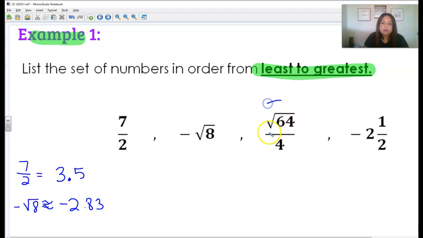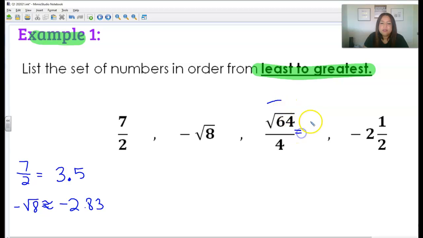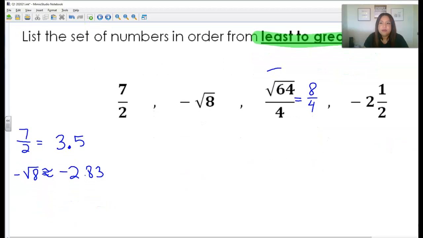Now this one, let's be careful because I want to make sure that I type this into my calculator correctly. In my calculator, I'm going to type in the square root of 64 first, enter. I get exactly an 8, and then I'll go ahead and divide. So this one right here is actually more like 8 divided by 4, and I know that 8 divided by 4 is going to give me 2. So when I do my writing over here, I'm going to say the square root of 64 divided by 4 is exactly 2. Okay?